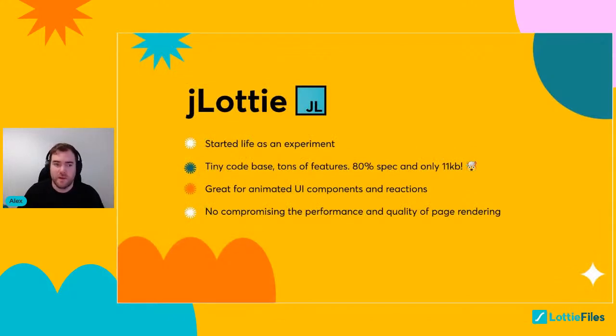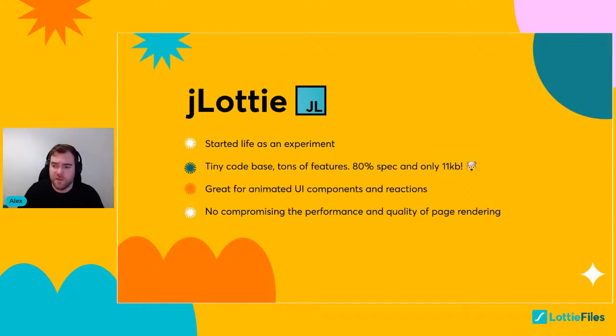First up is JLottie. JLottie is a Lottie animation player which targets a popular subset of the available Lottie features. The JLottie player was actually started as an experimental player. It was made to see if it was possible to create a JavaScript-based player with a tiny code base while retaining as many of the essential playback features as possible. This means it's a really compact project with a deployed size of only around 11 KB, while still supporting about 80% of the current Lottie spec.